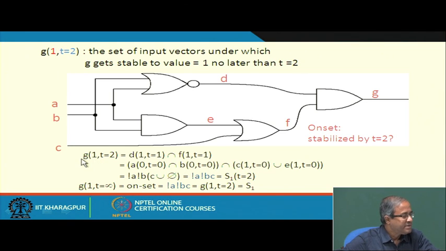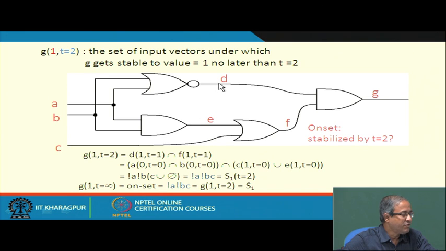You see G1 t equal to 2. So, the output is supposed to be 1. So, when will it be 1? When this is an AND gate, both D and F should be 1, just one time unit before, since the delay of this is 1. So, this will be equal to D 1 comma t equal to 1 and that means intersection F 1 t equal to 1, because time is 1 less.